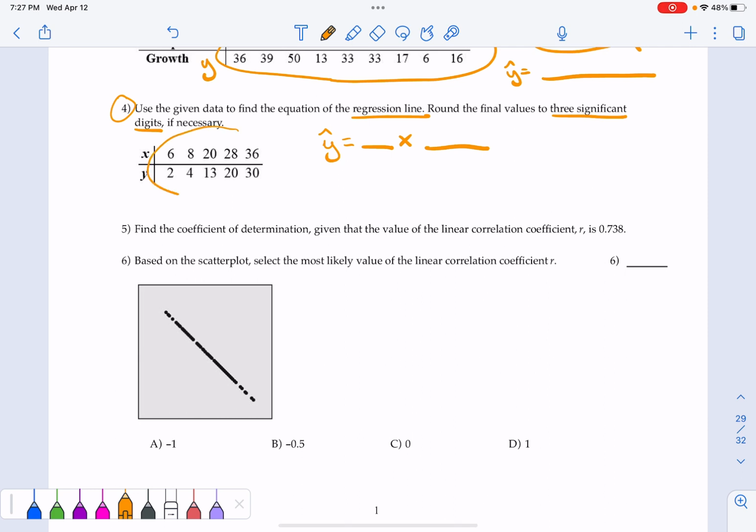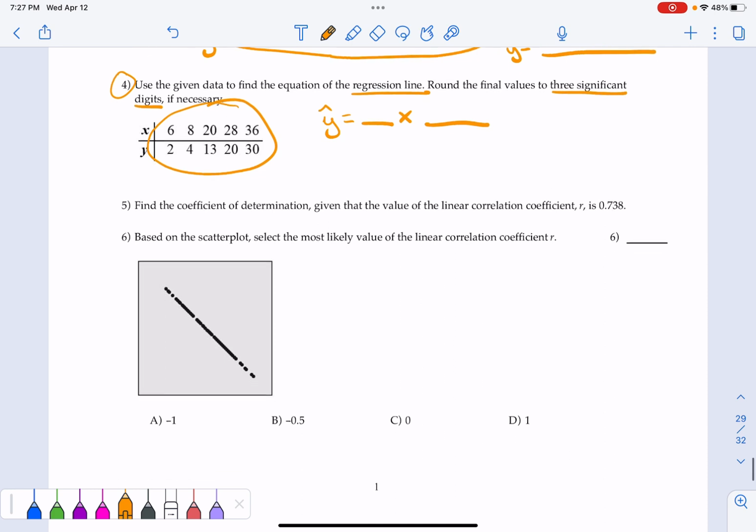You only have 5 data points. You don't necessarily even have to list the value of r on that one. You can if you want, but that's what you're trying to find for that, okay?